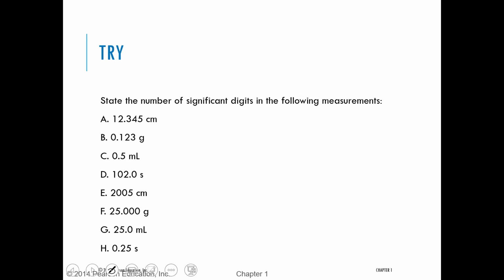I want you to pause the video and go through these examples and try to figure out how many significant digits or sig figs are in the following measurements. So pause and then come back to check.